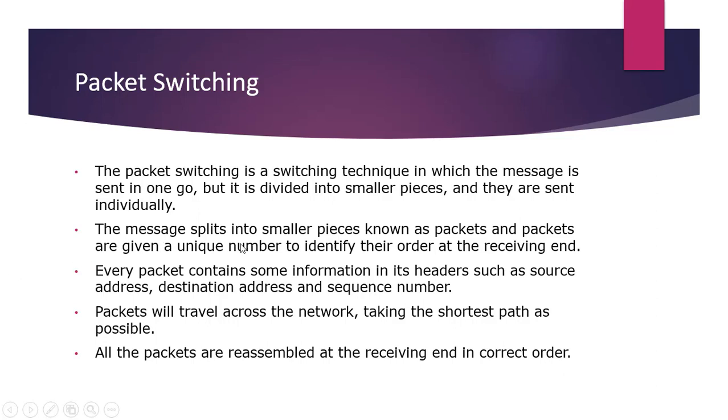Now the next point is that the message splits into smaller pieces known as packets, and the packets are given a unique number to identify their order at the receiving end, so that they can be assembled. You can say that your original message can be retrieved by arranging them. Every packet contains some information in its header, such as source address, destination address, and a sequence number. Packets will travel across the network, taking the shortest path possible. All the packets are reassembled at the receiving end in correct order. So this is the whole idea behind packet switching.